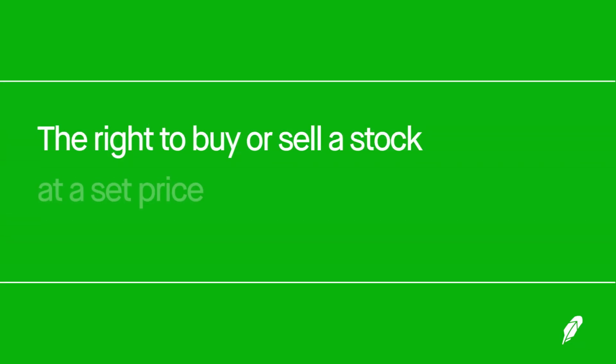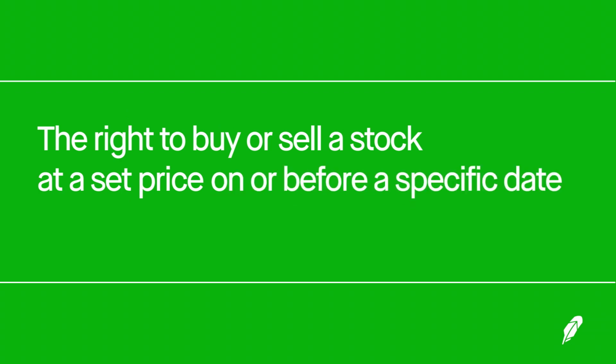A stock option is the right to buy or sell a stock at a set price on or before a specific date in the future. There are two types of options, calls and puts. Owning a call option gives you the right to buy stock. Owning a put option gives you the right to sell stock.